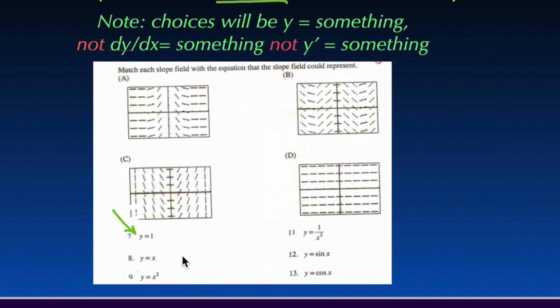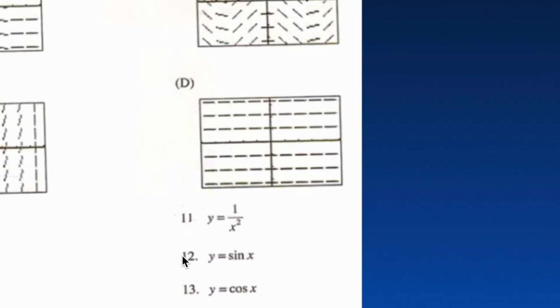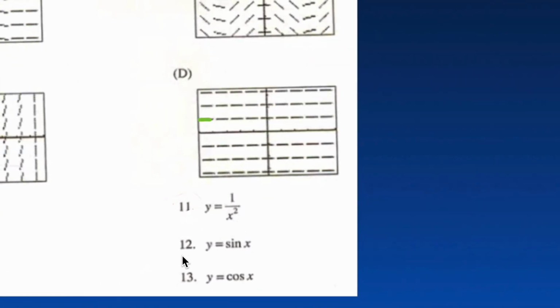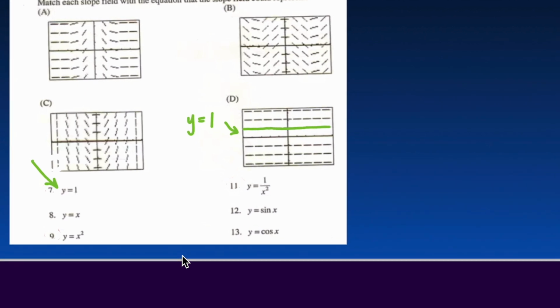So for example, here we're going to connect these slopes. If we connect these slopes, you could see that creates the line or the solution y equals 1. So therefore, that's going to be your choice that matches that graph.